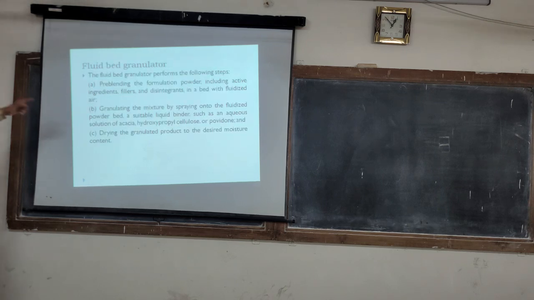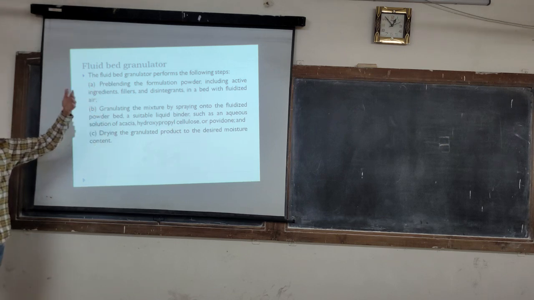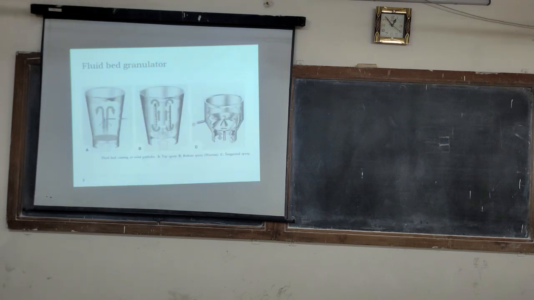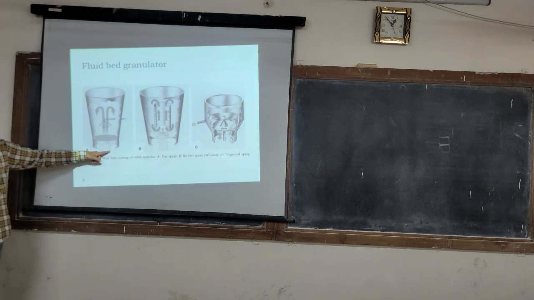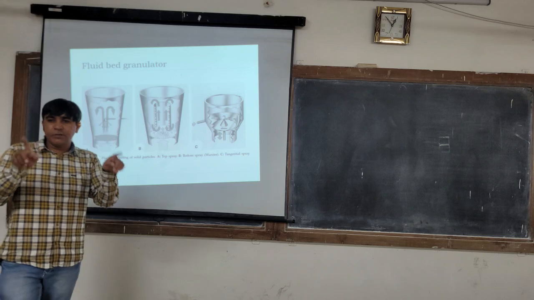In a fluid bed granulator, a pre-blending of the formulation can take place with the API, diluents, disintegrants, and binders. The granulating mixture can be sprayed to prepare the granules, and those granules can be dried within a single chamber. This is a cross section of a fluidized bed system in which at the bottom there are perforations through which we can flow the air. The air will fluidize the material.